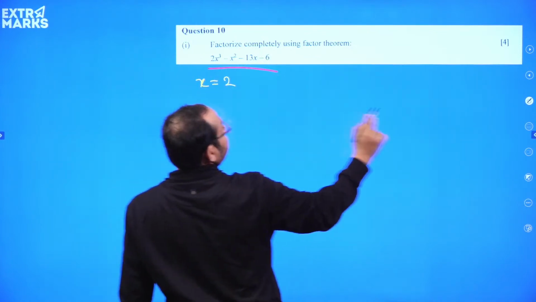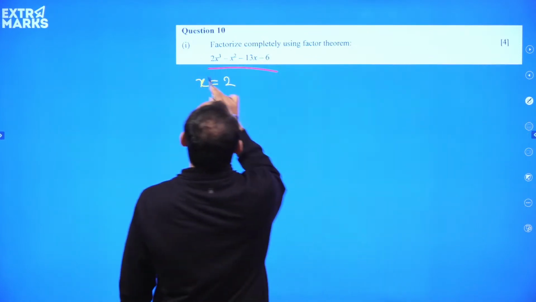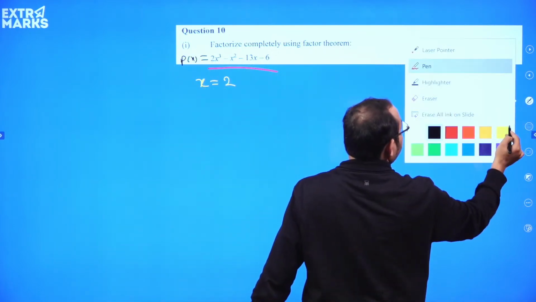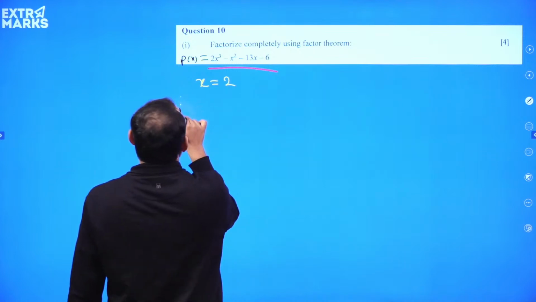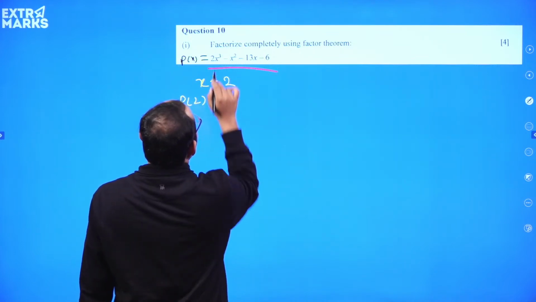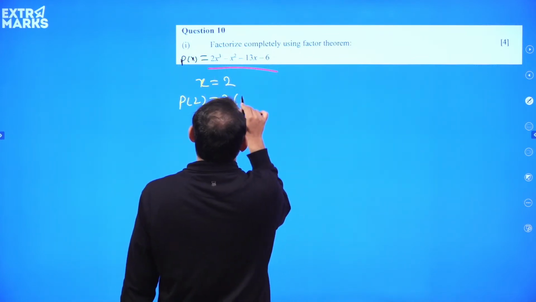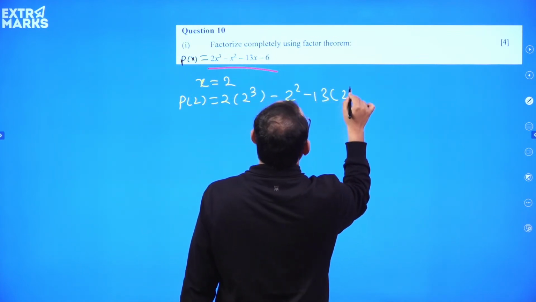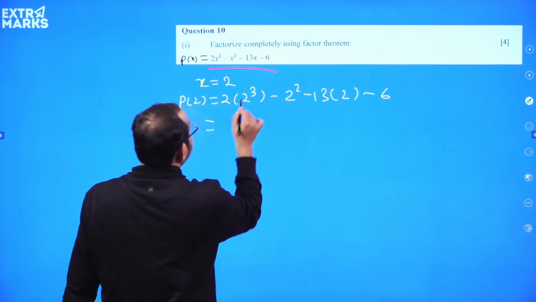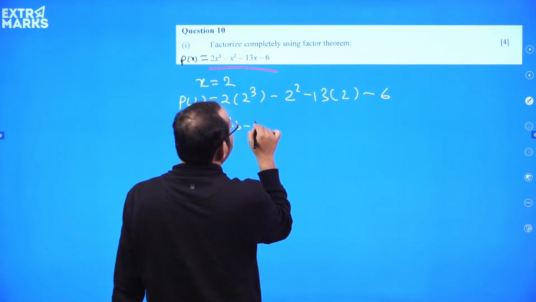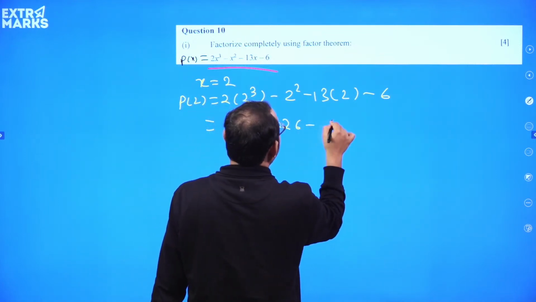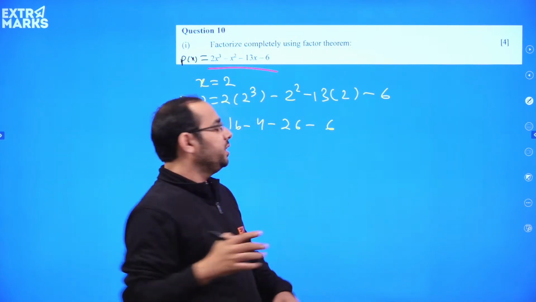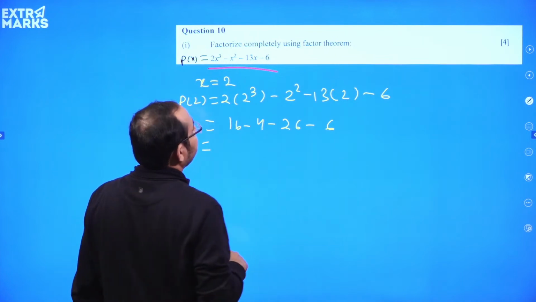Let's say this is p(x) equal to, okay, I am putting x equal to 2, so my p(2) will become equal to 2 into 2 cube minus 2 square minus 13 multiplied by 2 minus 6. Let's try. So 8 into 2 is 16, minus 4, minus 26, minus 6. These three are negative, this is positive. It will not be able to cover such a big number.